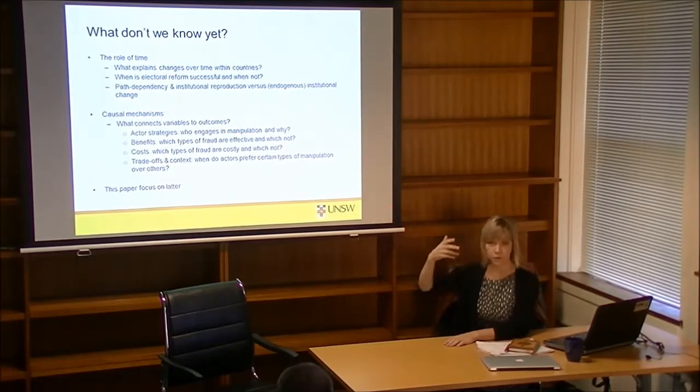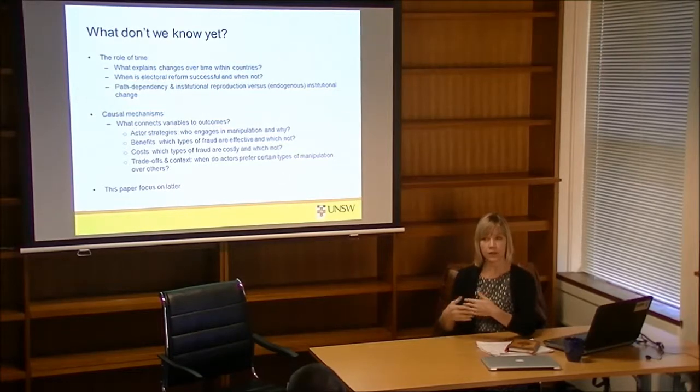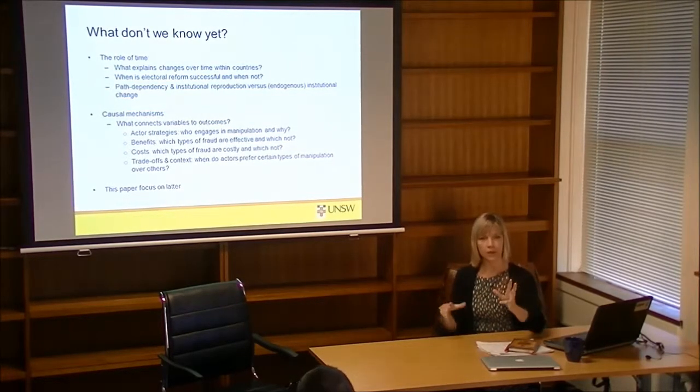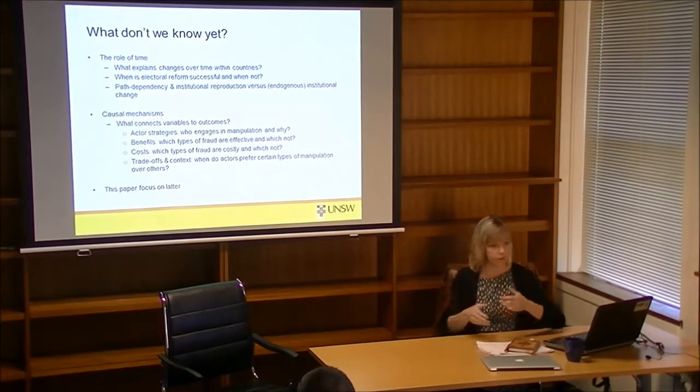And what we look at in this paper is costs and trade-offs within that context. So which types of fraud are costly, which are not? Reasoning from an actor wanting to manipulate the elections, which types of manipulation are available to me, and then how do you make the choice between choosing one type of manipulation over the others, and how does the context influence that choice set?